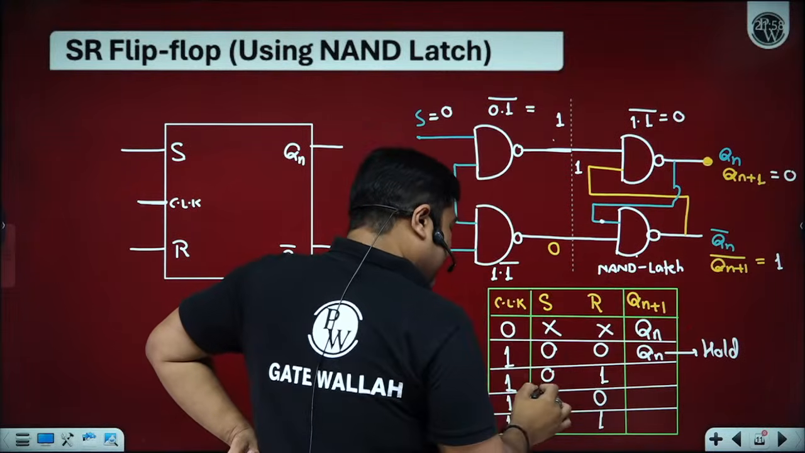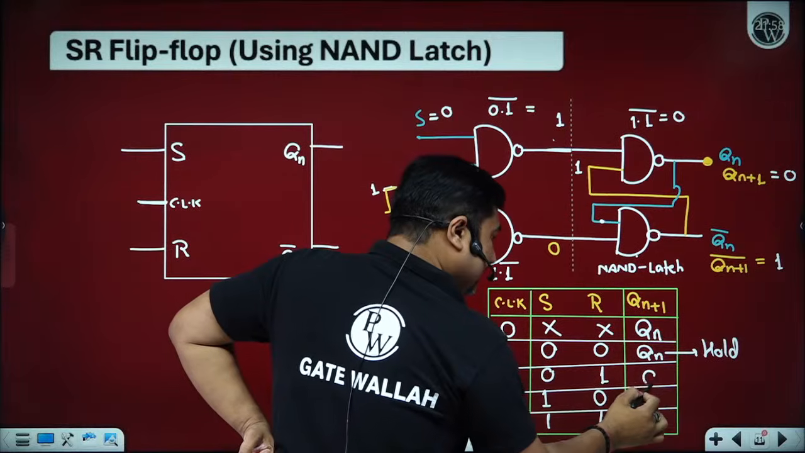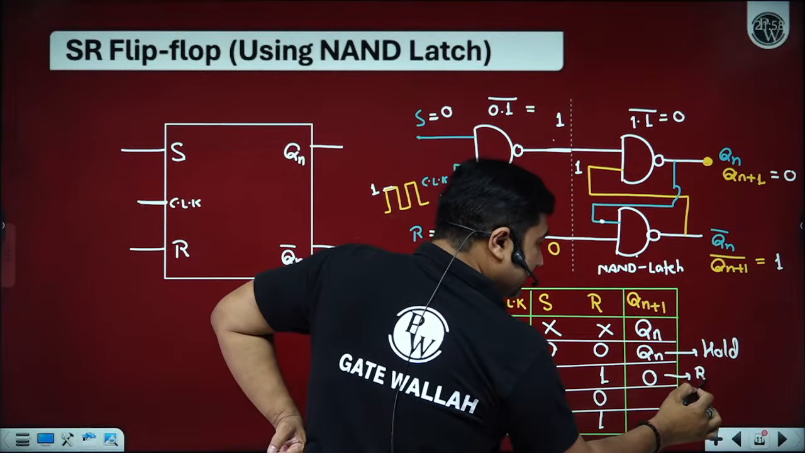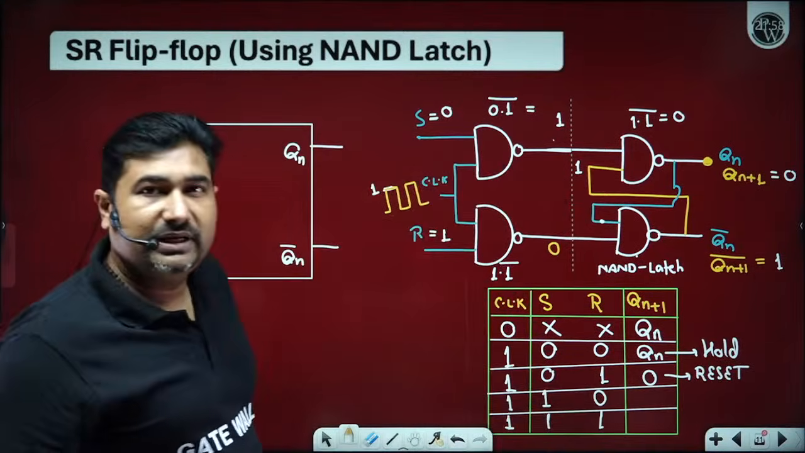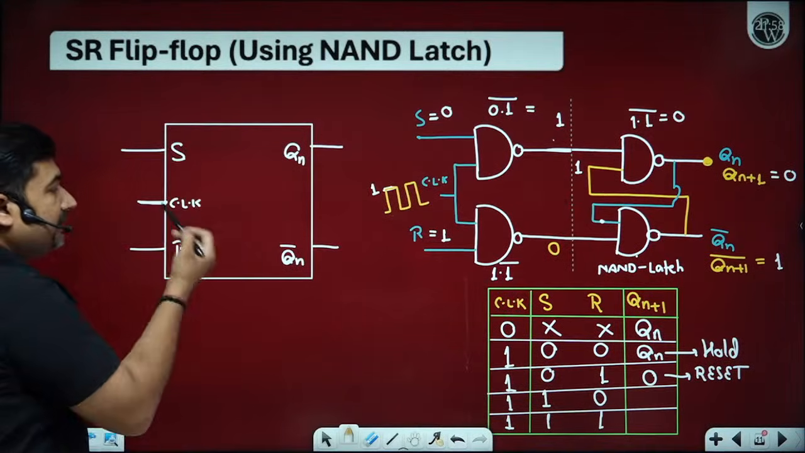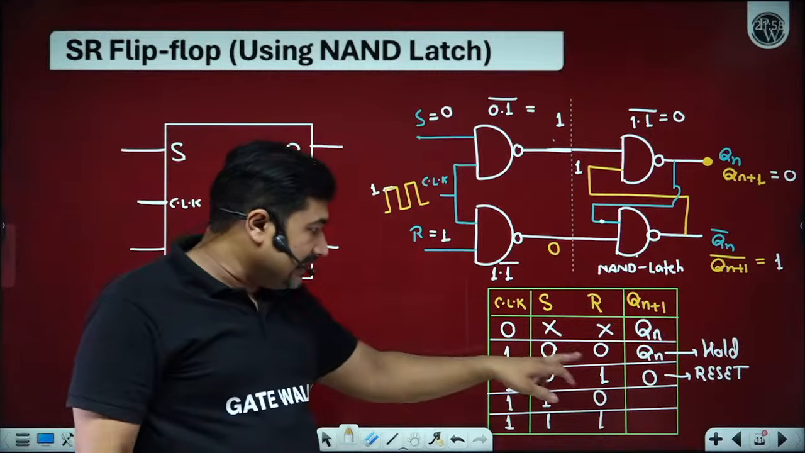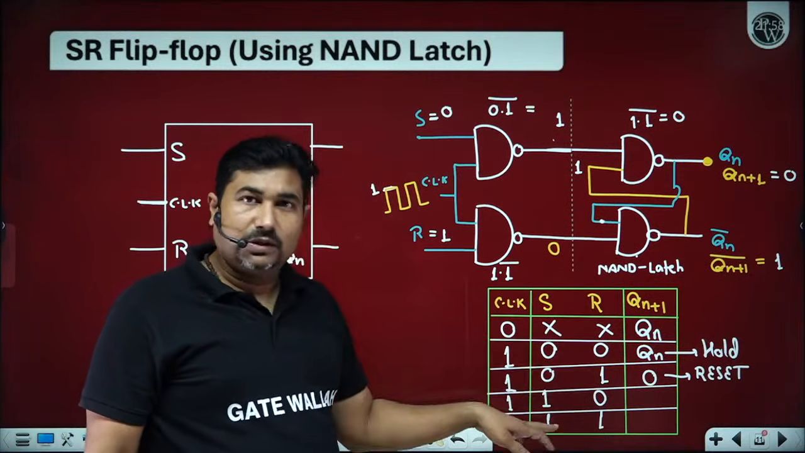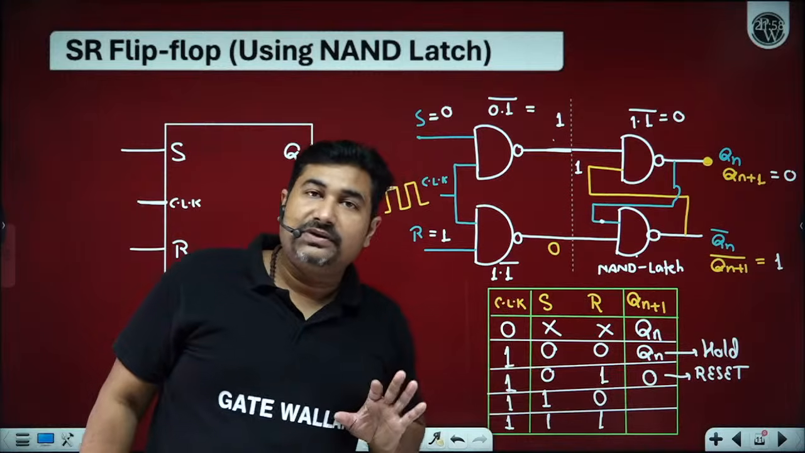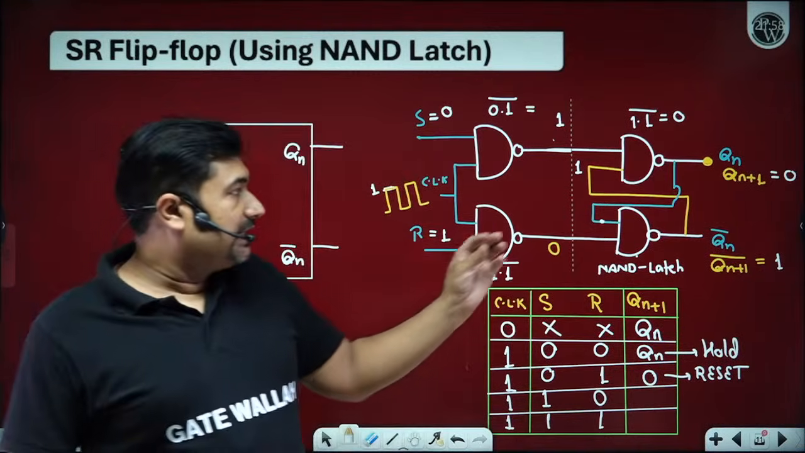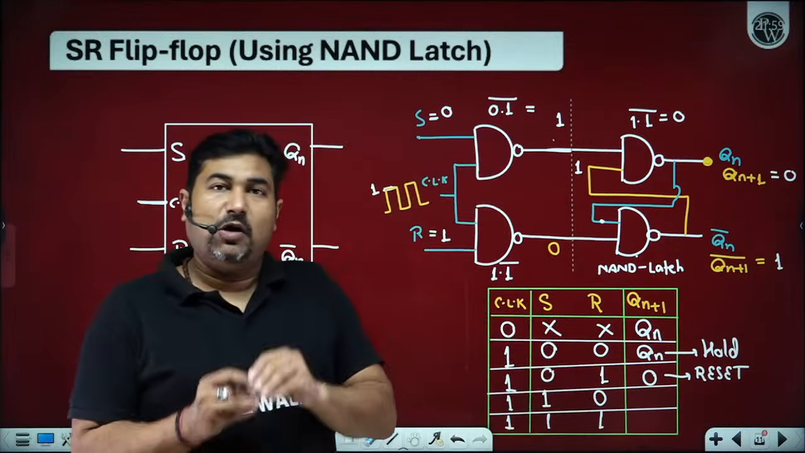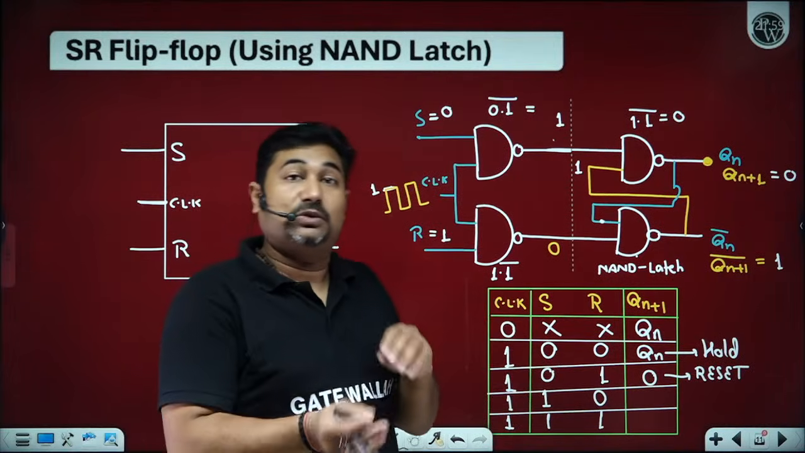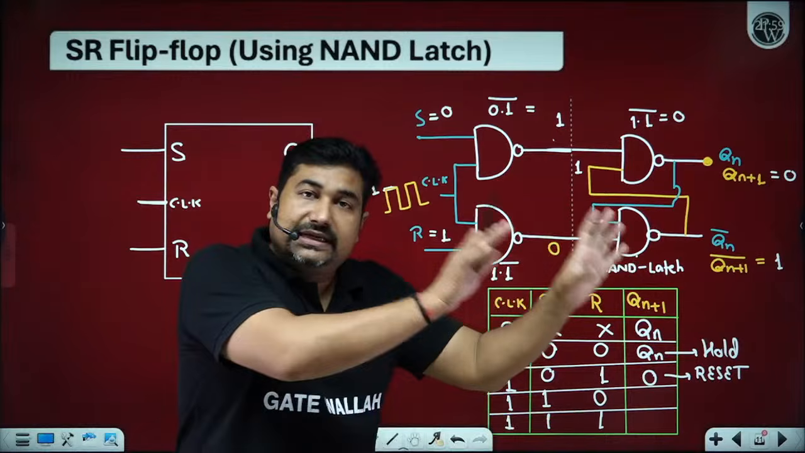So when reset is high, it resets the flip-flop. That is why the name is given as set reset flip-flop. Since reset is high, set is low, so it resets the flip-flop. It doesn't matter what is Qn, but if you apply S as 0 and R as 1, it will reset the state.